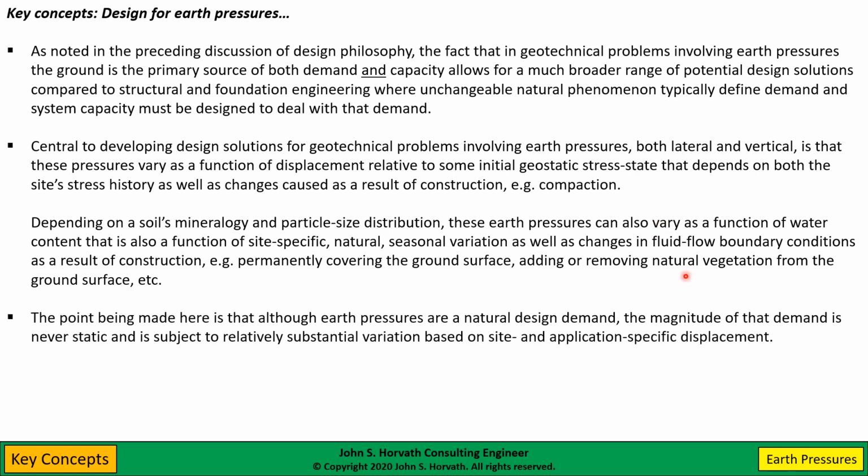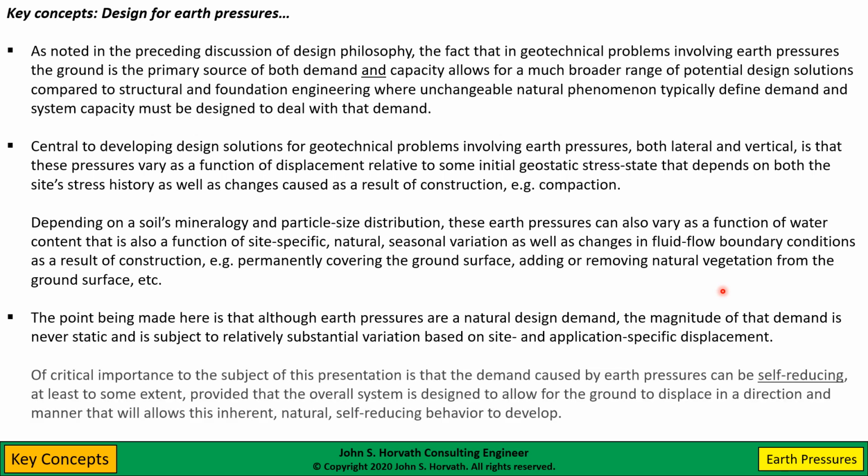So the point I'm getting at here is that although earth pressures are a natural design demand, the magnitude of that demand is not fixed or static, and it's going to vary substantially depending on site and application-specific displacement. And again, I'm focusing on displacement. This ties in with what I said previously about the serviceability limit state. I think you see where I'm going in this presentation: the things I'm talking about here are displacement driven. They're not strength driven.